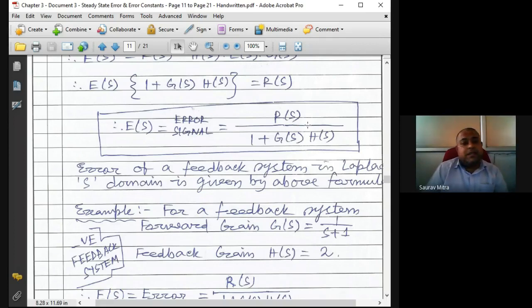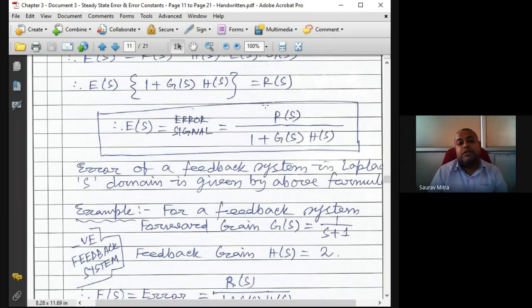That is an important question. E(s) is the error signal for a closed loop feedback system with negative feedback. As the negative feedback is there, the denominator is 1 plus G(s)H(s) and the numerator is R(s). So E(s) is the error, R(s) is the input.